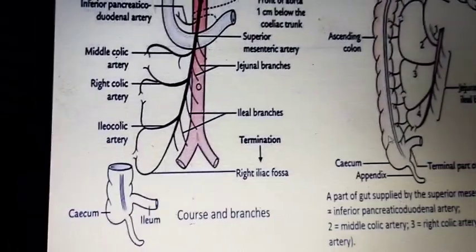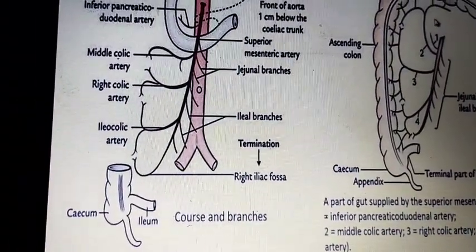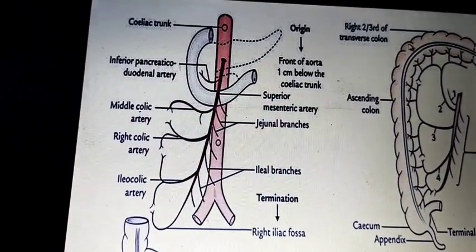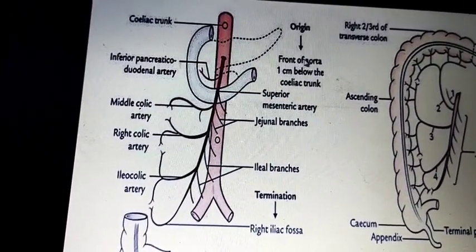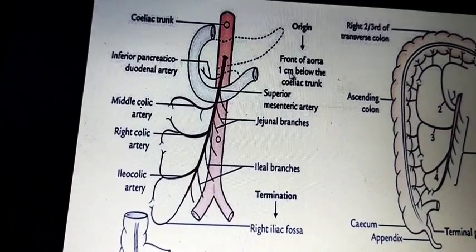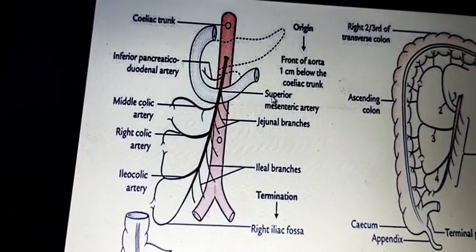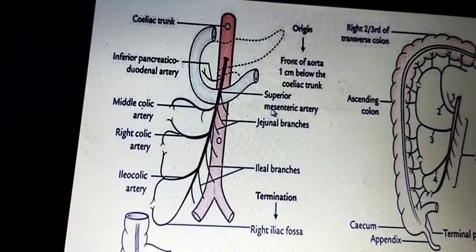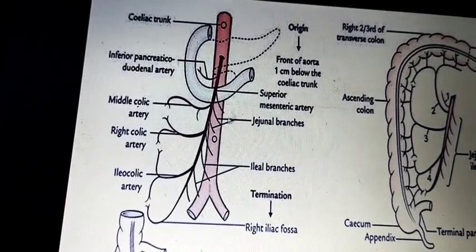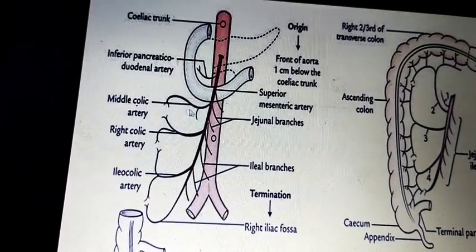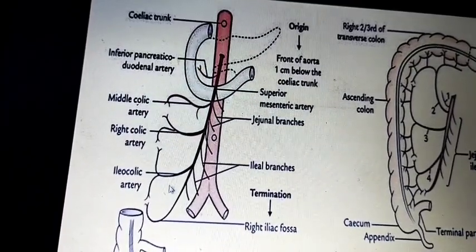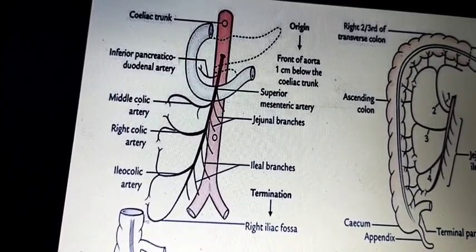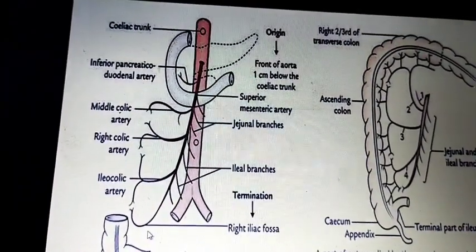The origin of the superior mesenteric artery is in front of the aorta, from the anterior branches of the aorta. It is 1 centimeter below the celiac trunk. The superior mesenteric artery mainly gives the jejunal-ileal branches, middle colic artery, right colic artery, ileocecal artery, and then the appendicular artery, like that.